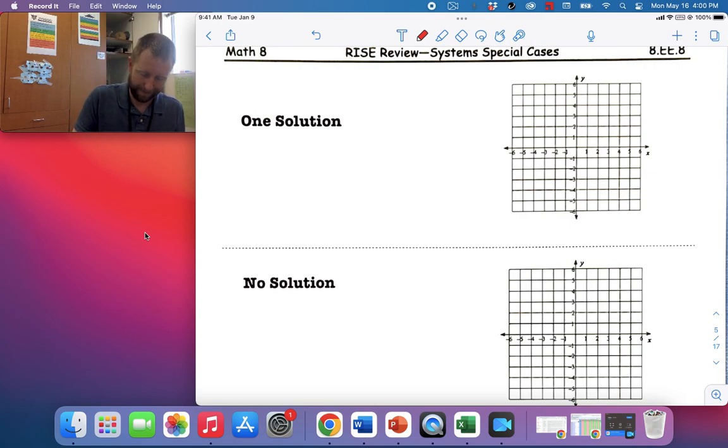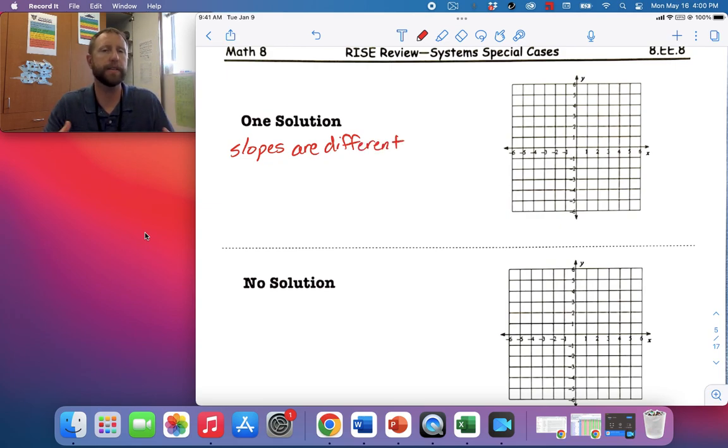Well, the slopes are different. Slopes are different. So anytime you're looking at a system of equations, if the slopes are different, boom, you're done. You know they intersect. They're going to intersect one time. They will have one solution.